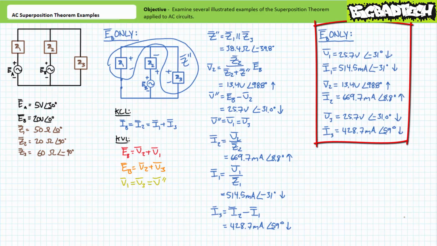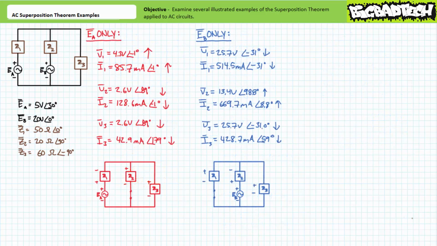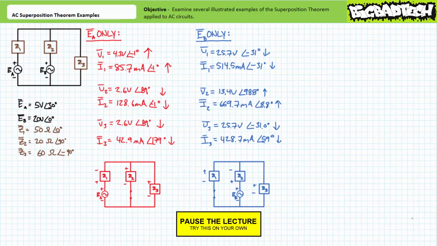Let's now summate our values. Stage 3 of this illustrated example problem now dictates we summate the values of our previous analyses, accounting for not only magnitude and phase shift, but also assumed polarity and direction. By all means, pause the lecture and try stage 3 on your own. If you're tracking, you should have obtained the following results.